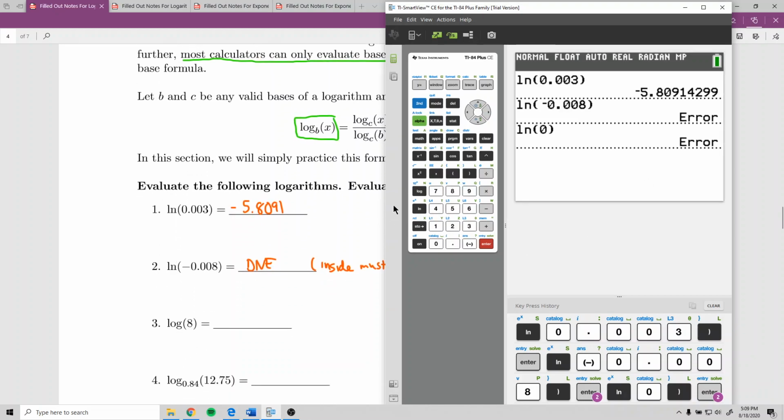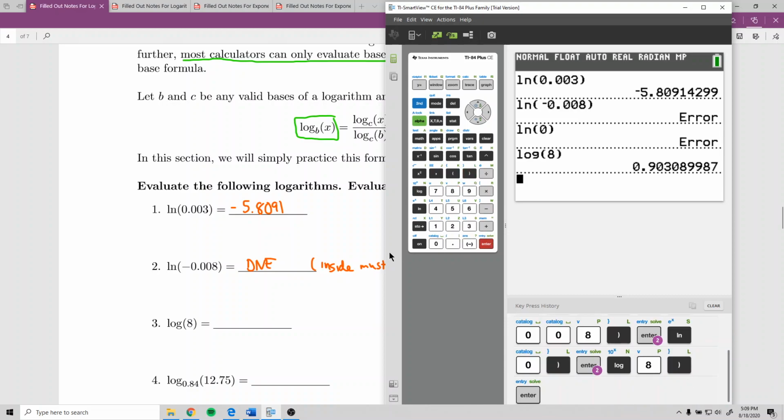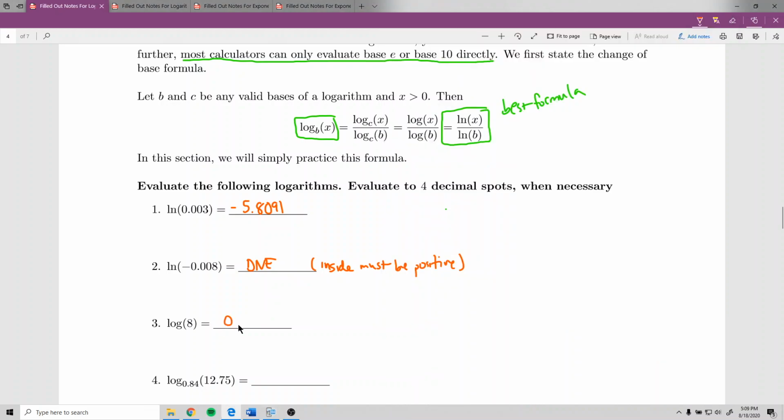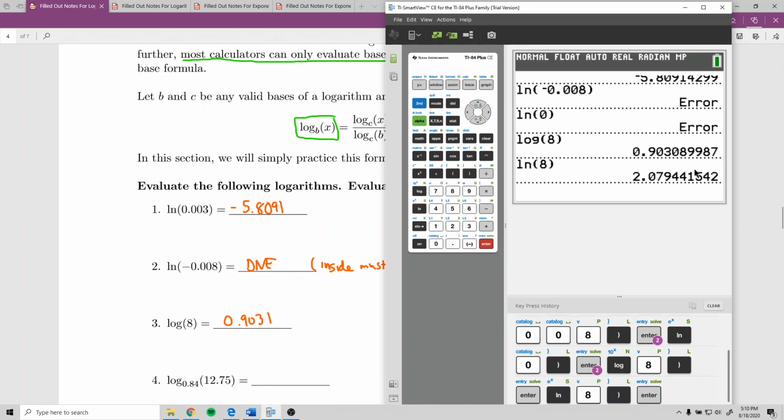All right, so number 3, log of 8. You have to make sure you hit the log button instead of ln. And we get 0.9031. Right, now one thing I just want to do real quickly is if you do hit the ln instead of the log, you will get a different answer. So be careful on that. Really what this number is telling you is 10 raised to this power is what gives you 8. If you have base e, then it's going to spit out e raised to what power gives you 8. And e and 10 are different numbers.